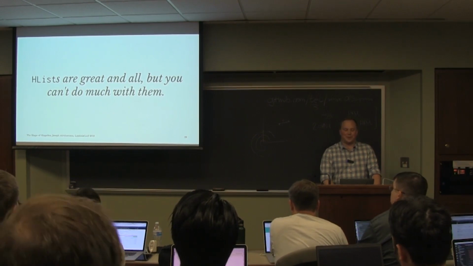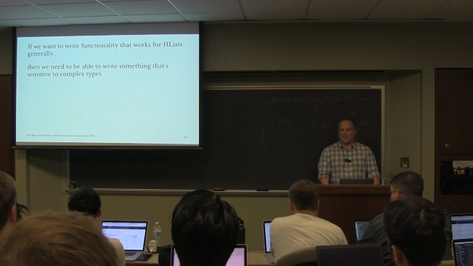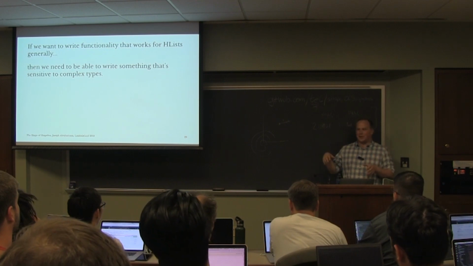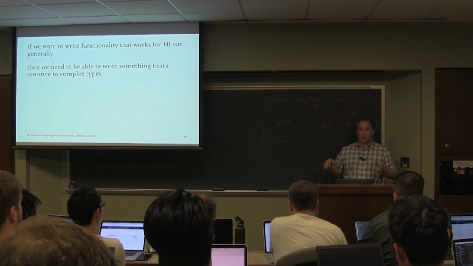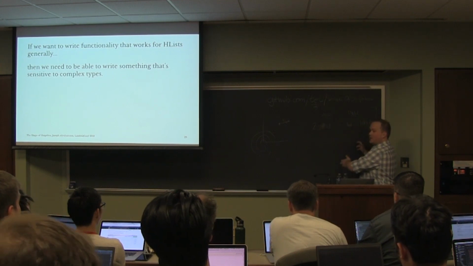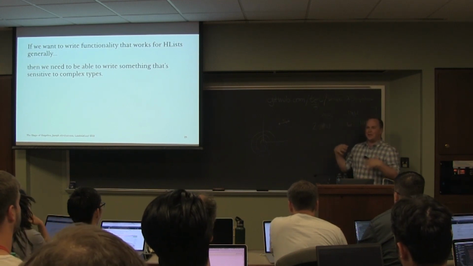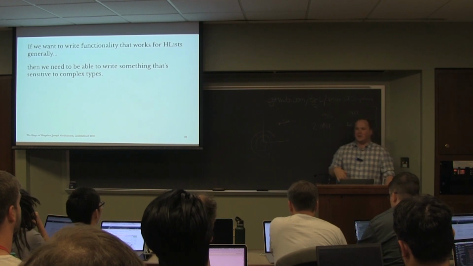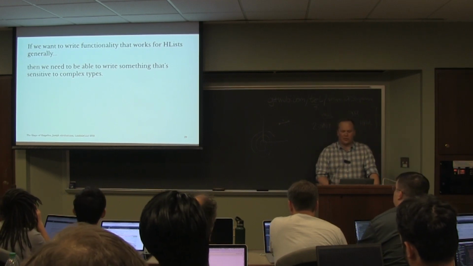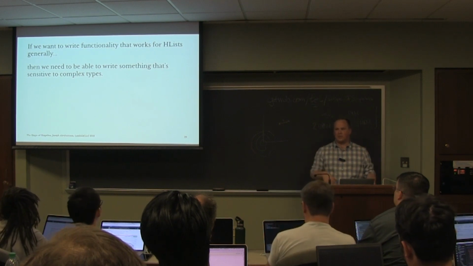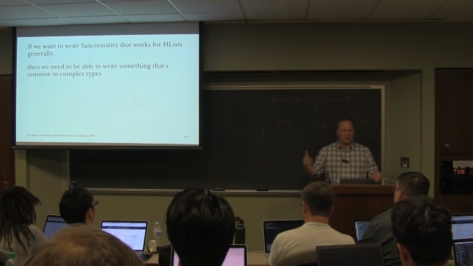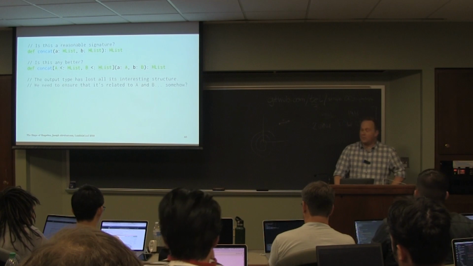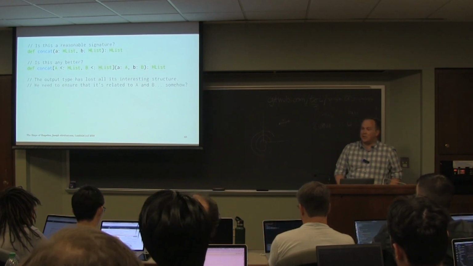H-lists are great and all, but you can't do much with them. In the sense of, great, I created all this really rich type information, and if I try to write any functions on it using any of the techniques that you're used to, you'll find that you pretty much can only write from a specific H-list to another specific H-list, or a specific H-list to some other output. Like, you need to know so much about it. And the whole point of H-list was to have recursive and kind of generic structure, and we can't exploit any of that. So I want to be able to write something that's sensitive to that rich type level information. That's what type level programming is doing. How do we exploit that?